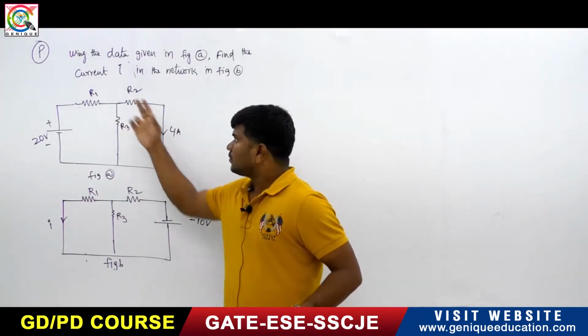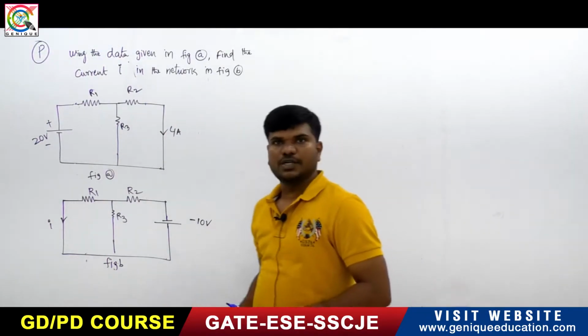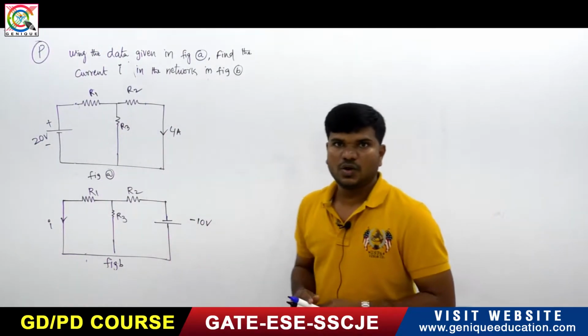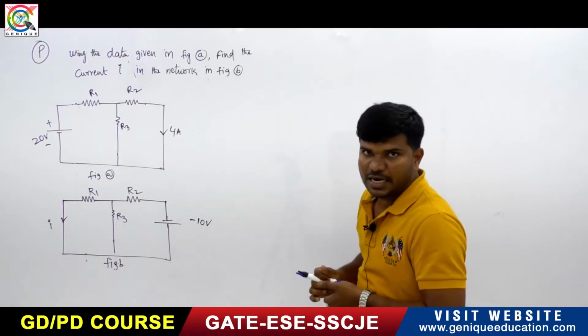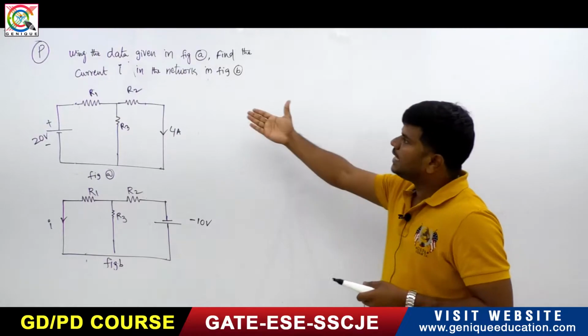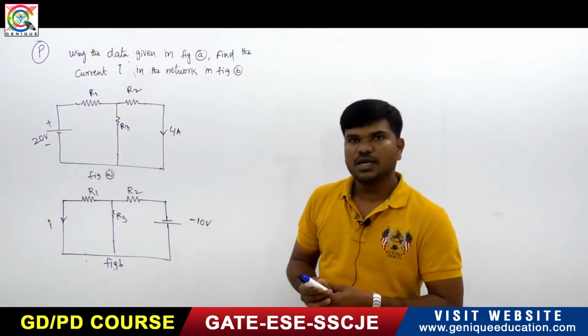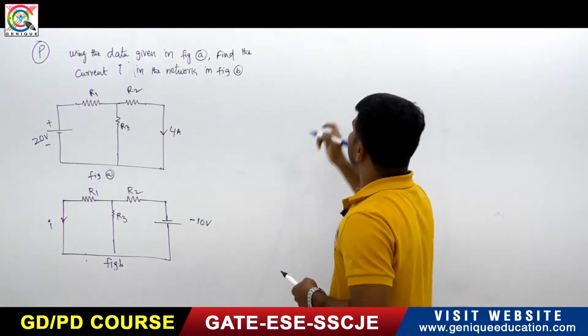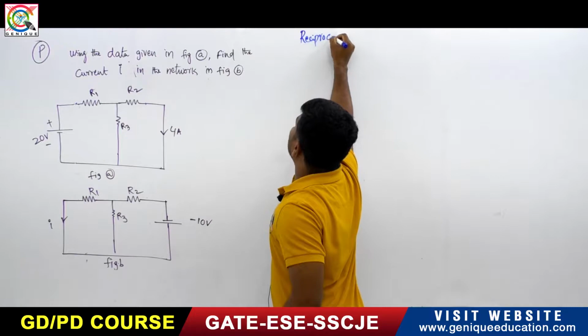See, it is a resistive network. It is a linear and passive network. Resistive means linear and passive network. If it is a linear and passive network, we can say that it is a reciprocal network. What is a reciprocal network?